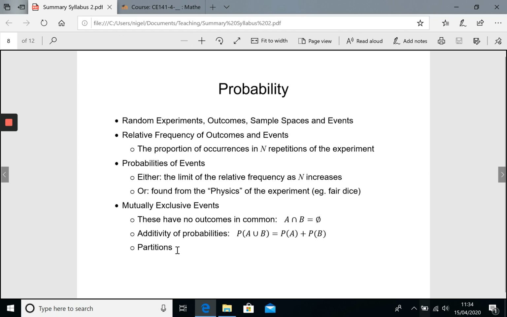Taking that idea forward, there's this very useful idea of a partition, where you can partition any event into a set of sub-events, which together make up the whole of the original event, and which are mutually exclusive. And in that case, the probability of the original event is the sum of the probabilities of the sub-events.